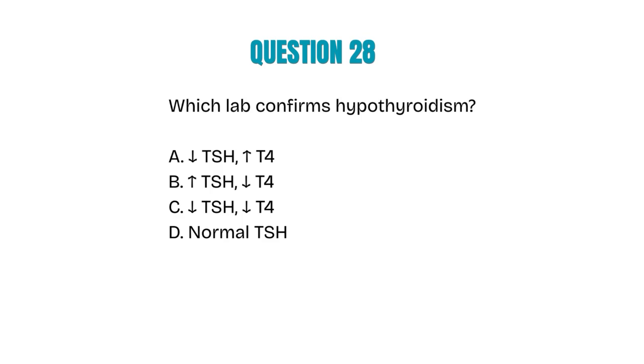Question 28. Which lab confirms hypothyroidism? A. Low TSH, high T4. B. High TSH, low T4. C. Low TSH, high T4. D. Normal TSH.